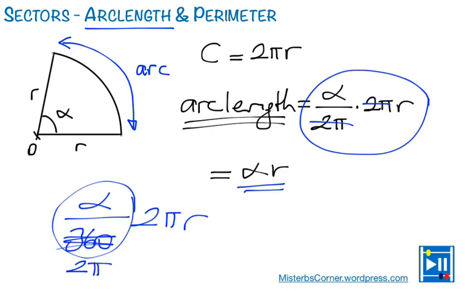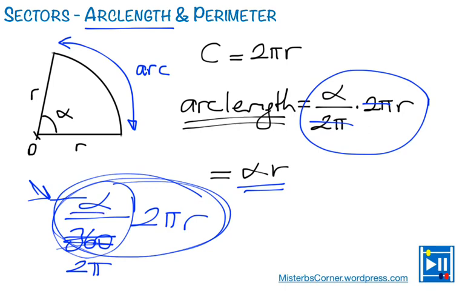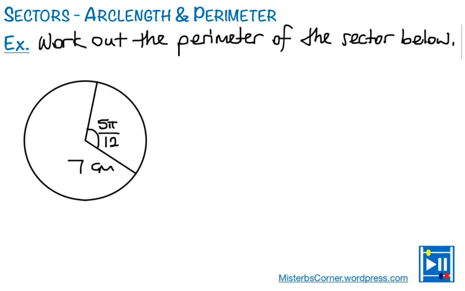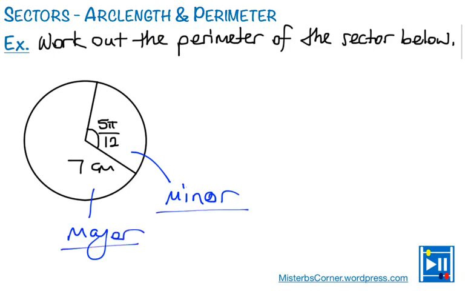But if you can't remember, it's best to remember the definition, right? The fraction, the comparison of the given angle by 2 pi. Now, let's look at this example. We're going to work on the perimeter of this sector, and it is very important, by the way, that this is called the minor sector, right? And this is called the major sector, in case you see these in a question.